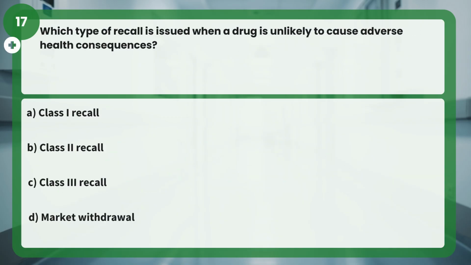Question 17. Which type of recall is issued when a drug is unlikely to cause adverse health consequences? A. Class 1 recall. B. Class 2 recall. C. Class 3 recall. D. Market withdrawal.